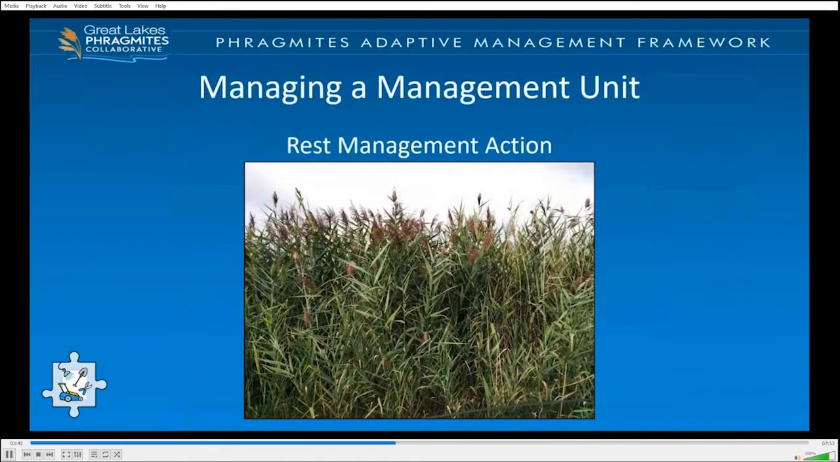Lastly, we have rest, when no Phragmites management is done. It might seem like a silly action to recommend on its own, but rest can be an effective action as part of a 3-action combination. It's also useful if you're unable to manage your unit for any reason. You can just report rest as your management action, which still provides us with valuable information because inaction also influences the way that infestation changes over time.